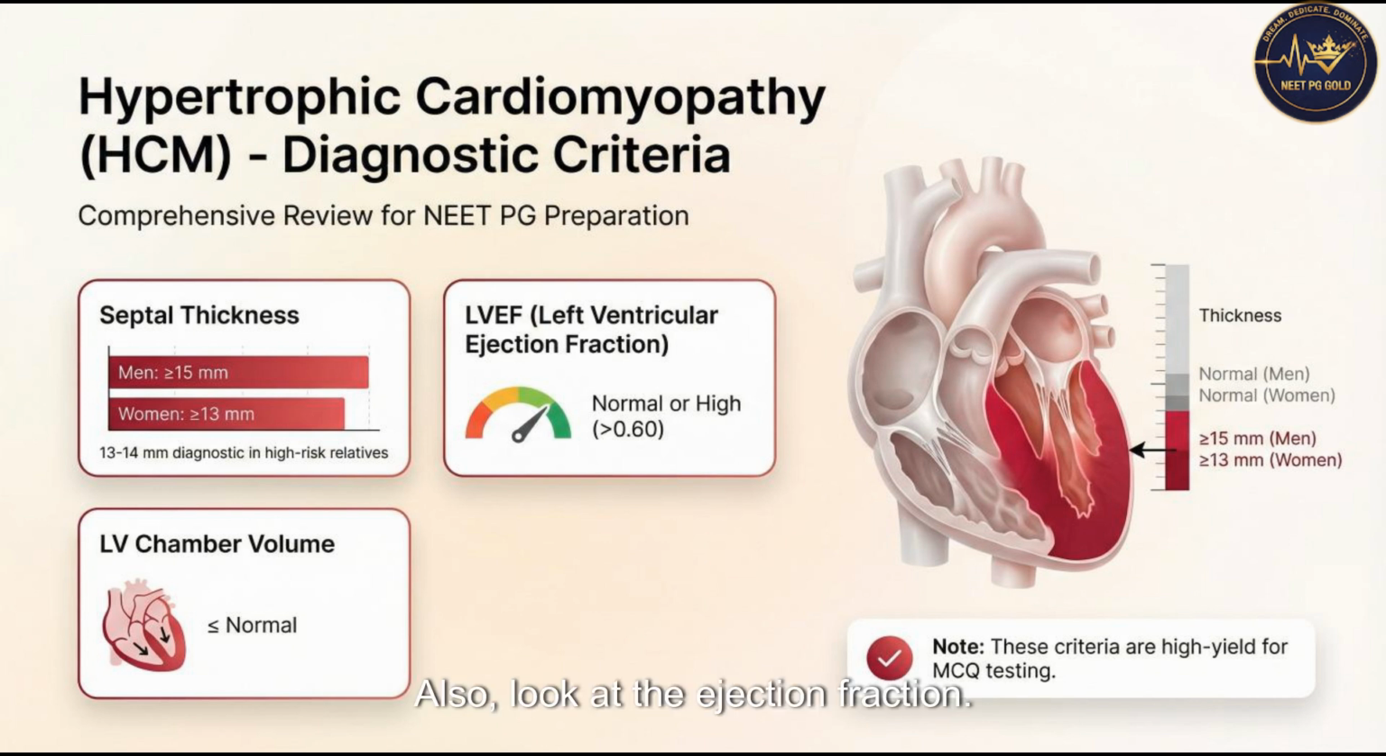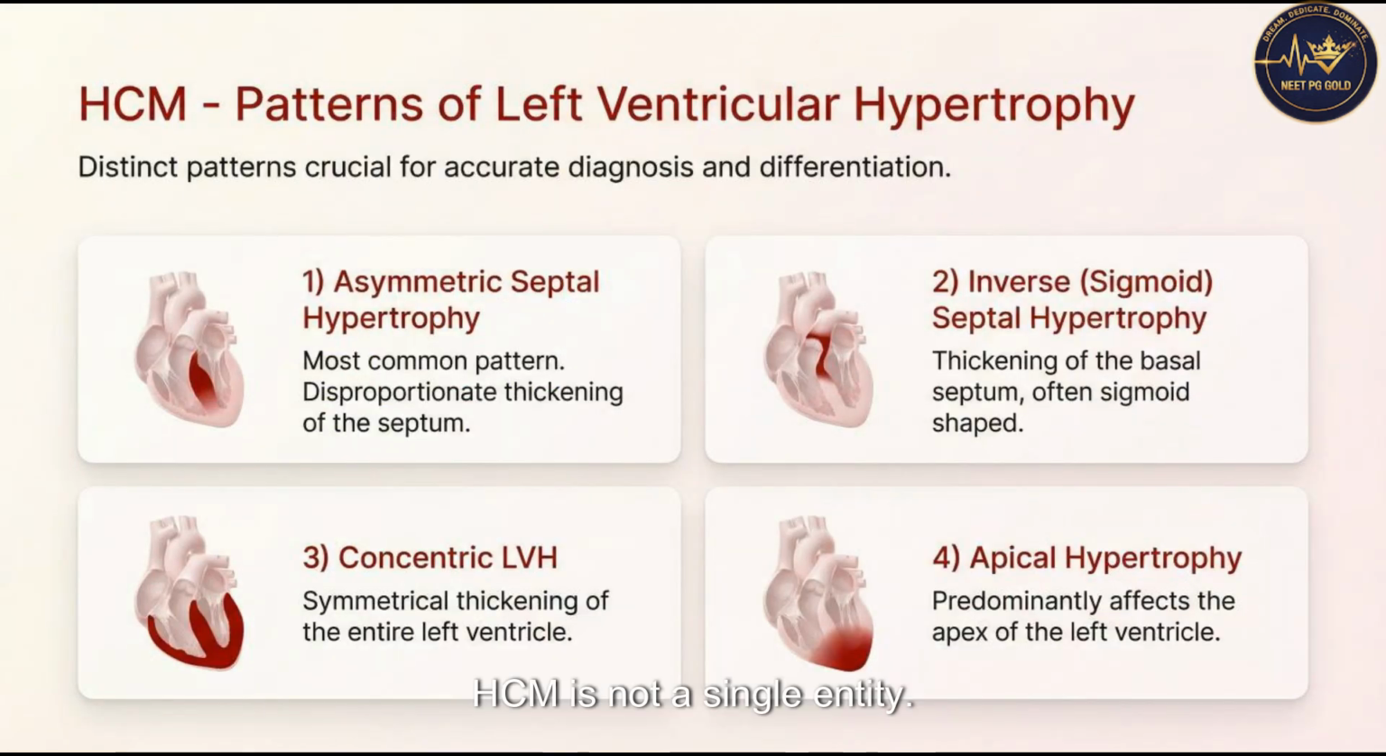Also, look at the ejection fraction. In HCM, the left ventricular ejection fraction is typically normal or even high, usually greater than 60%. The left ventricular chamber volume is normal or small. If you see a thick heart with a low ejection fraction initially, pause and rethink, because classic HCM starts with hyperdynamic systolic function.